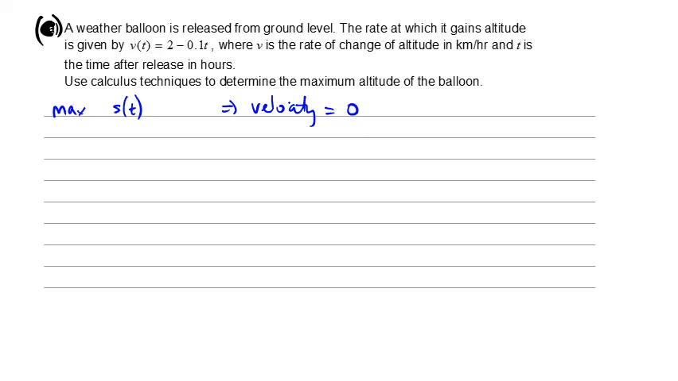Maximum distance is when your velocity is 0. So in other words, we have V of t, 2 minus 0.1t equals 0. So 2 equals 0.1t, divide by 0.1, and you get time at 10 hours. Sorry, 20 hours.